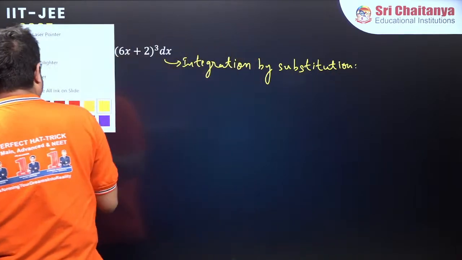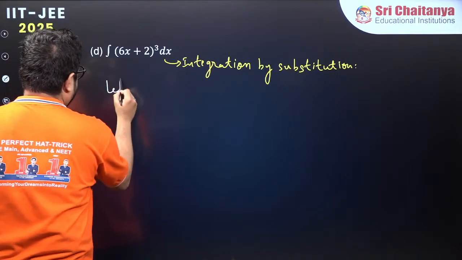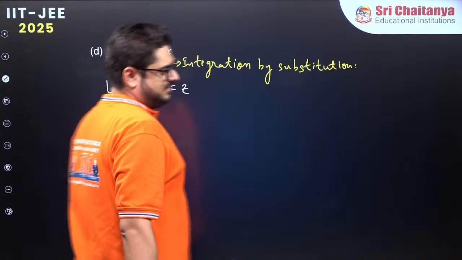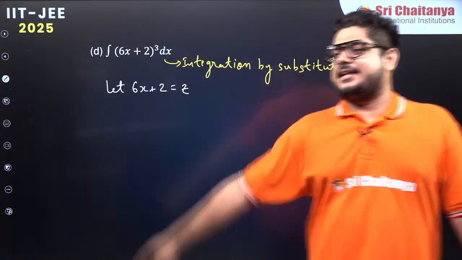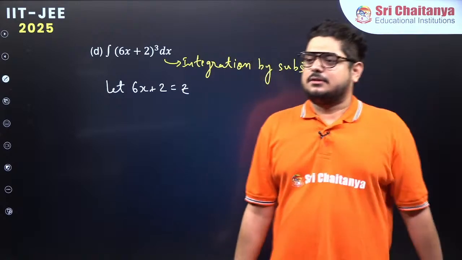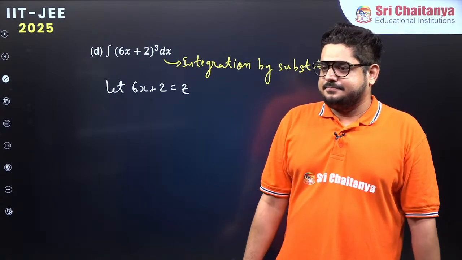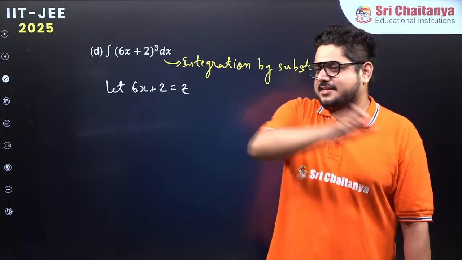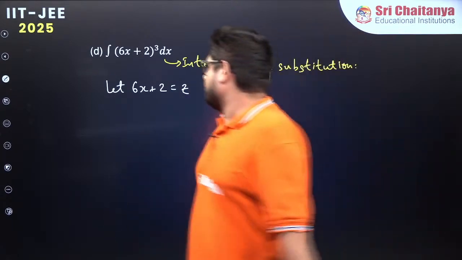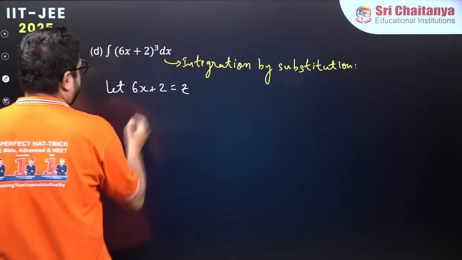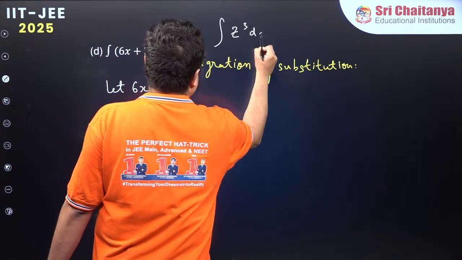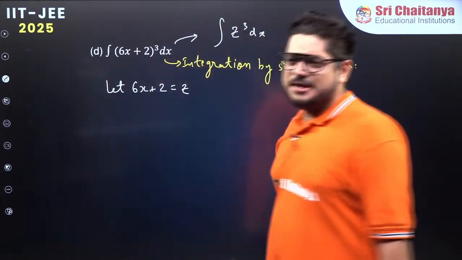So what I will be doing over there, let 6x plus 2 be z. Okay, thumbs up. It's fine with this step. 6x plus 2 is equal to z. Next, form differential. So as a result, this integration becomes what? Z cube dx. Possible to do?